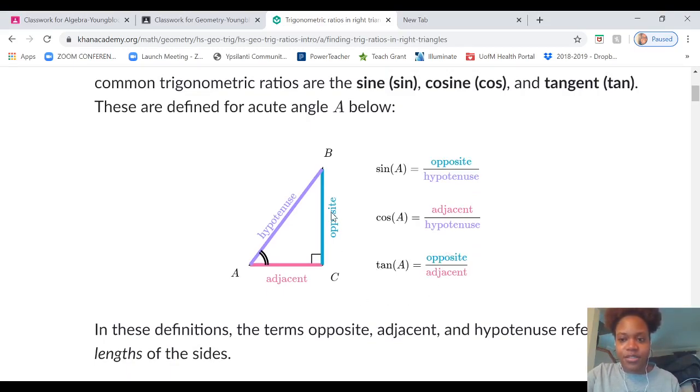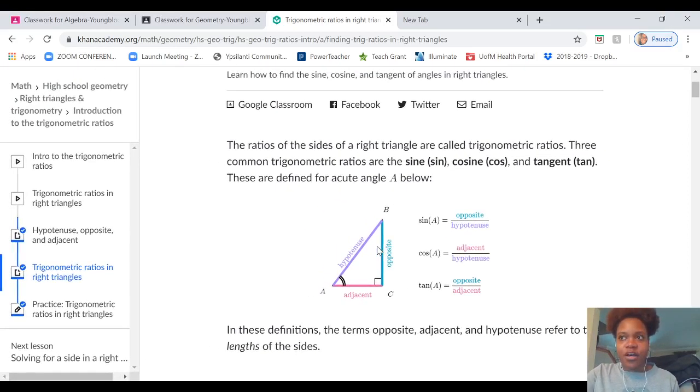So I believe we said this was 4 and 3. So the tangent of angle A would be 4 over 3. So basically you would just plug in the numbers into the fraction to calculate the trigonometric ratio based on the angle.